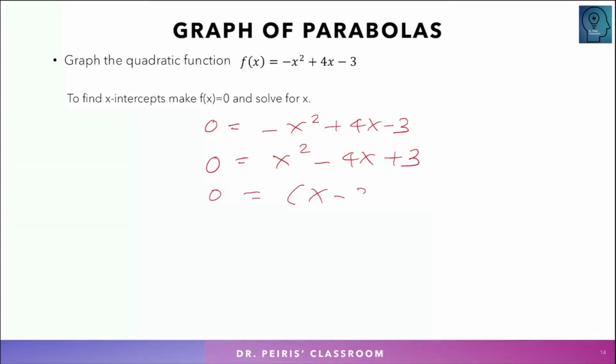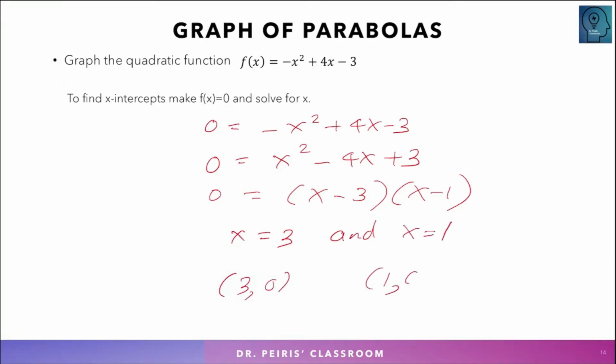The factors are x minus 3, x minus 1. Negative 3 times negative 1 is positive 3. Negative 3 minus 1 is minus 4. Which means x equals 3 and x equals 1. So the x-intercepts are 3, 0 and 1, 0. So this one was easy because there were factors. If there are factors, it is very easy to find the x-intercepts.